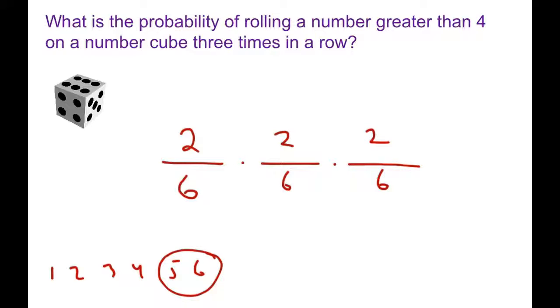And you might notice those fractions could have been simplified. I could have made them 1/3 times 1/3 times 1/3. Either way, when you multiply across and then simplify, you're going to get 1/27.